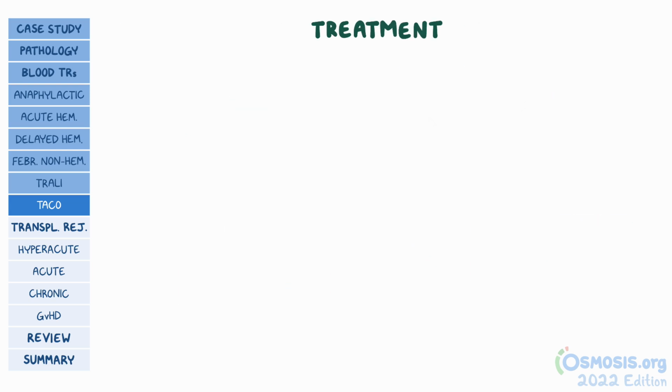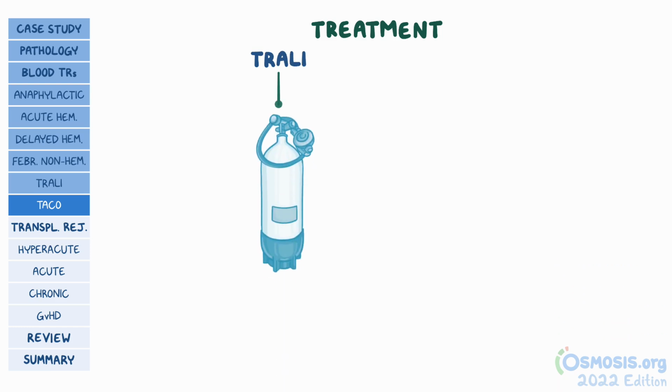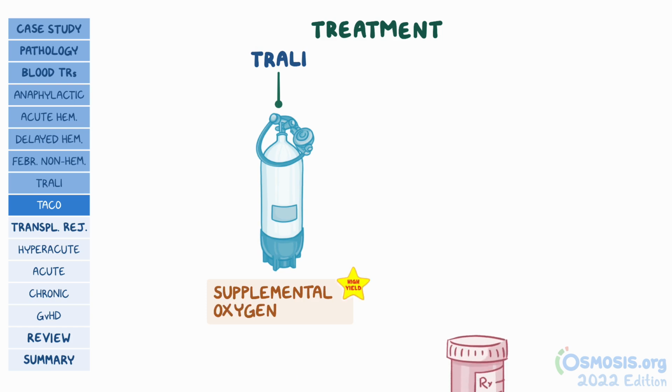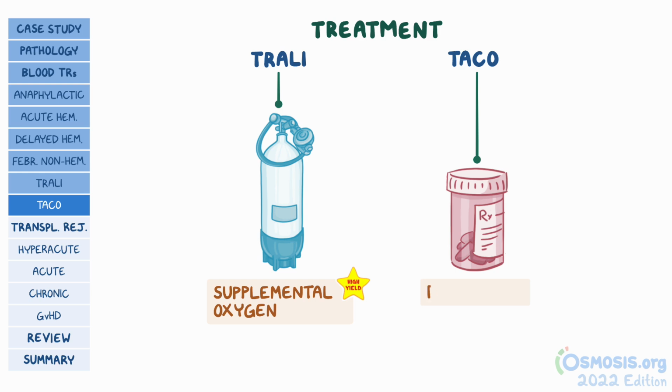The treatment for both reactions is different as well. The main treatment for transfusion-related acute lung injury is respiratory support by delivering supplemental oxygen, while treatment of TACO includes the use of diuretics in addition to supplemental oxygen.